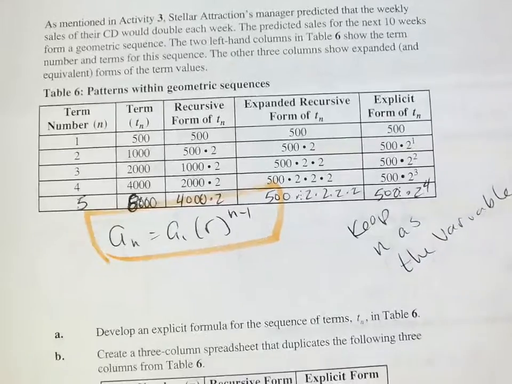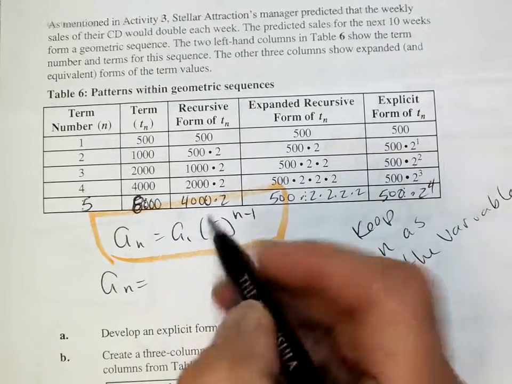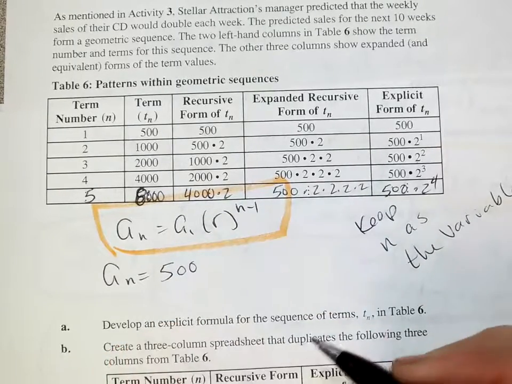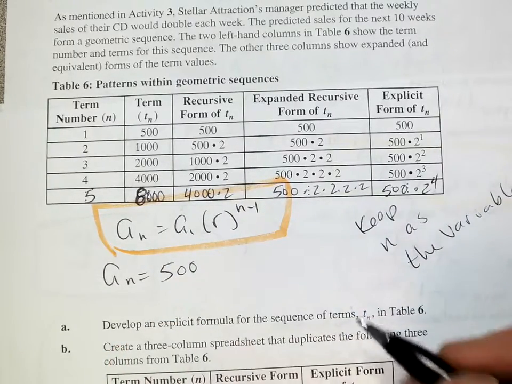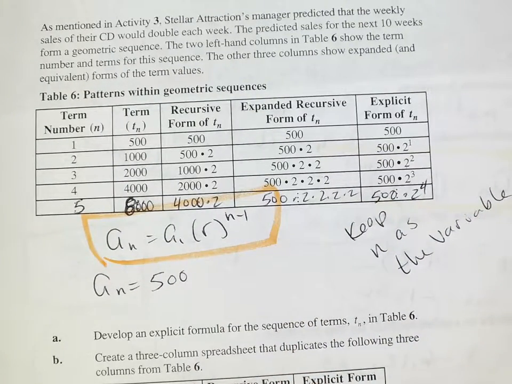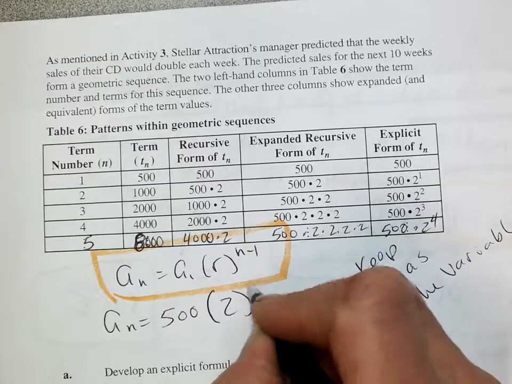And let's put in what we know. So if we're going to make a formula, we'll go A of n equals, what's A1? 500. What am I doing every time? What's my multiplier? 2. Do we not know what n is? We don't want to know what n is yet because we want a formula. Just leave it as n minus 1. So we're going to go 2 to the n minus 1.